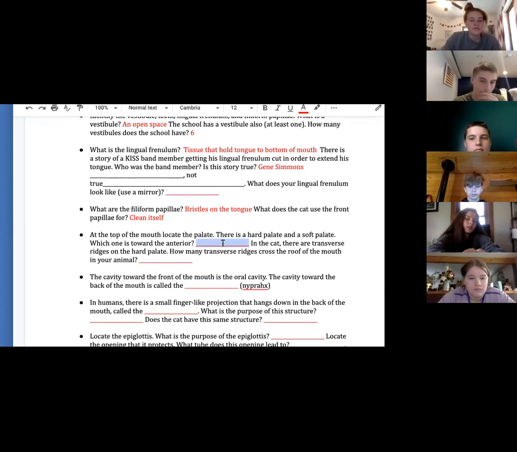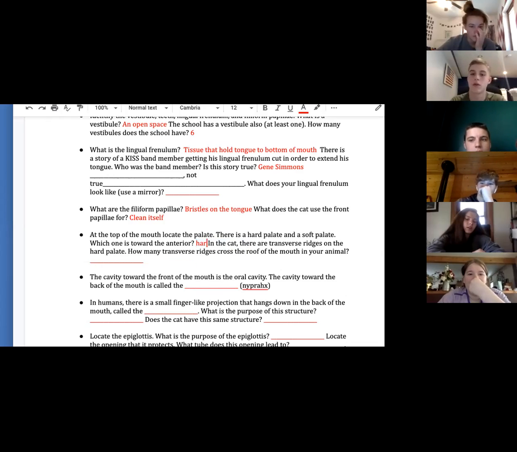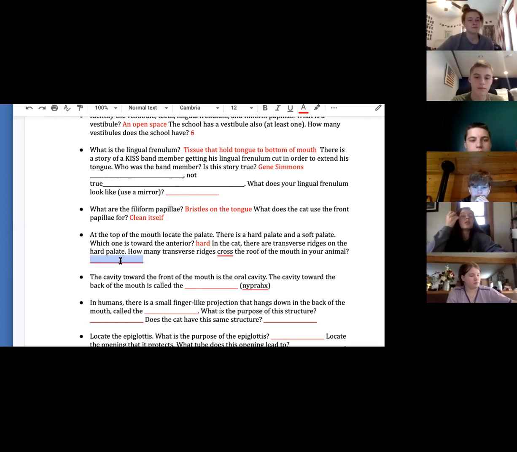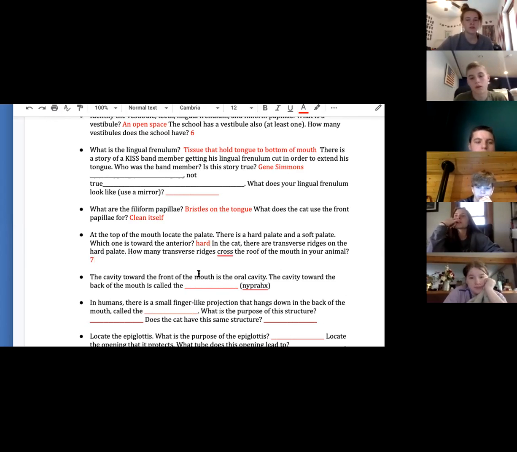Okay, at the top of the mouth, locate the palate. There's a hard palate and soft palate. Which one is closer to the opening? You have the same thing. Is it hard there or is it soft? It's hard. Hard palate. Okay, the cat has transverse ridges on the hard palate. I think in Thomas and Clayton's cat, there were 7. There's usually between 7 and 8 transverse ridges.